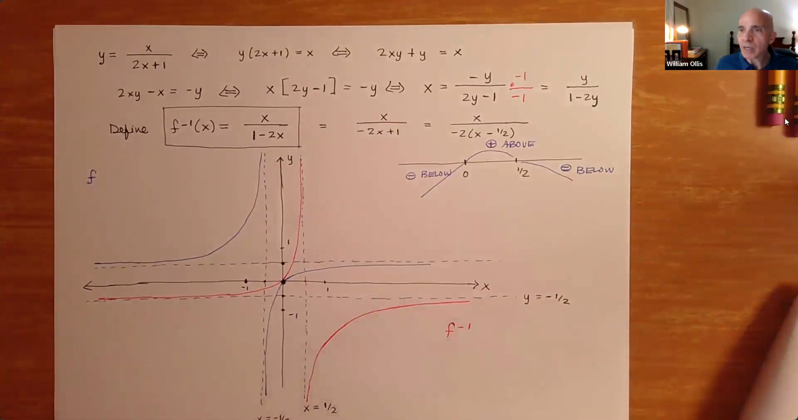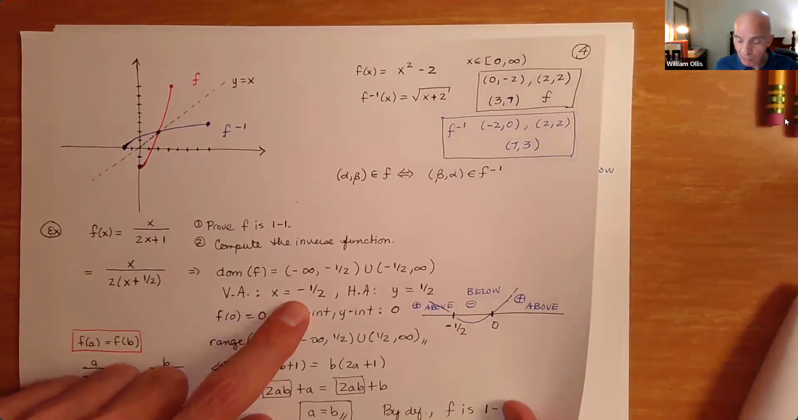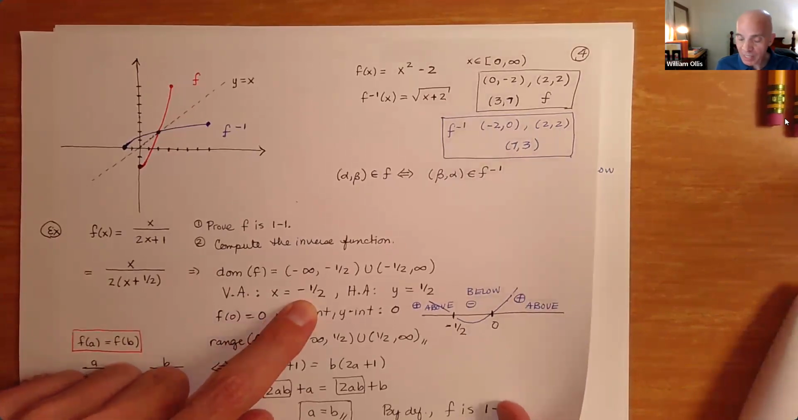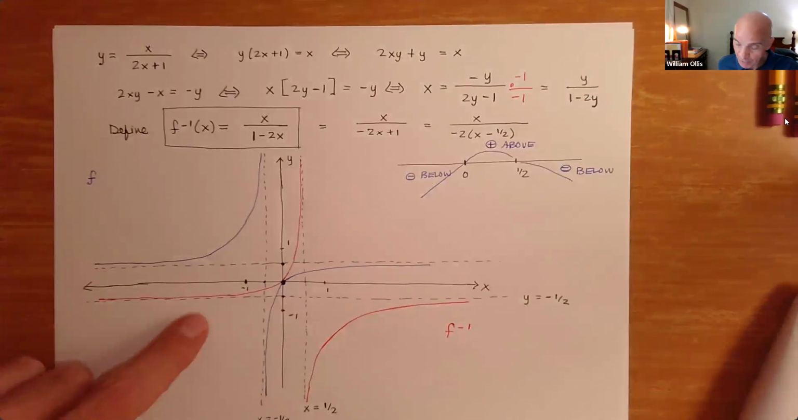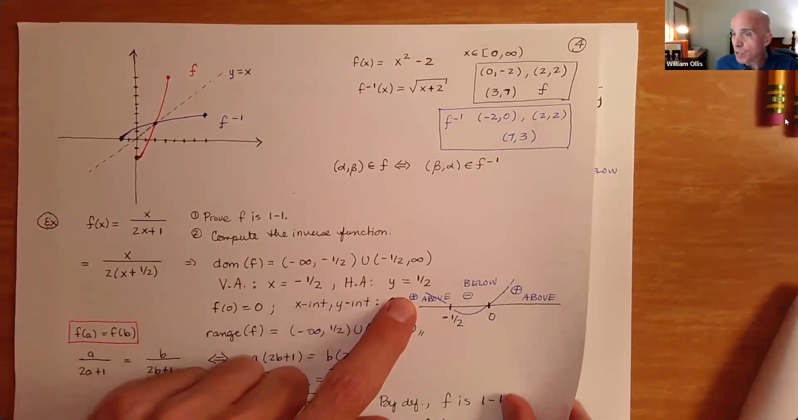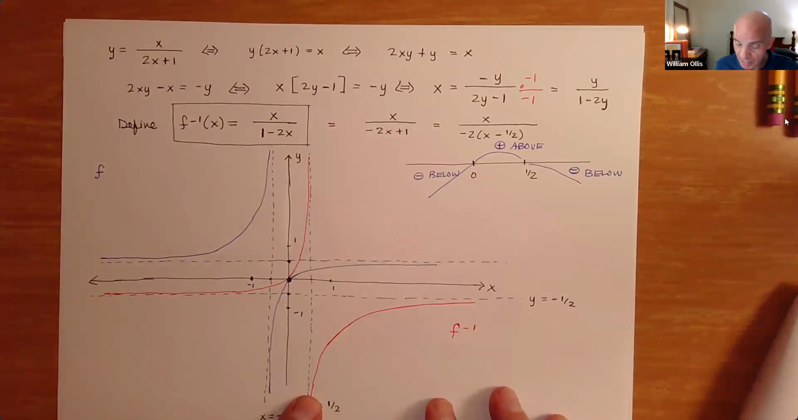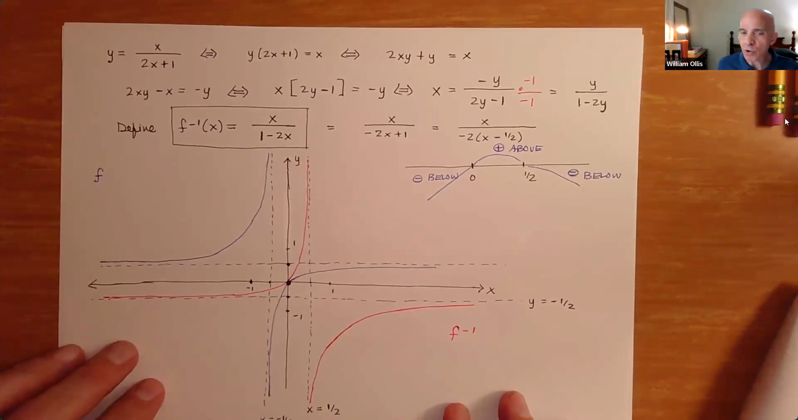So the beauty of the one-to-one function and the inverse is that we can simply reverse everything. That is, the vertical asymptote x equals negative 1/2 becomes the horizontal asymptote y equals negative 1/2, as we see here. The horizontal asymptote y equals 1/2 becomes the vertical asymptote x equals 1/2, as we see here. So you don't have to start over.